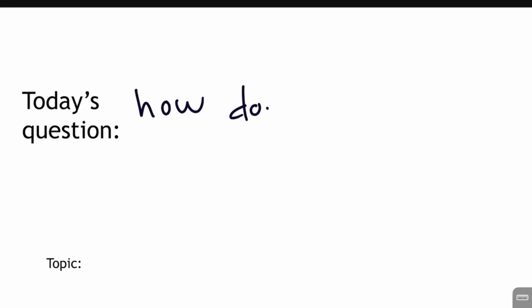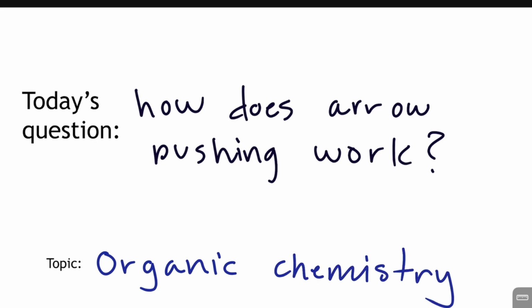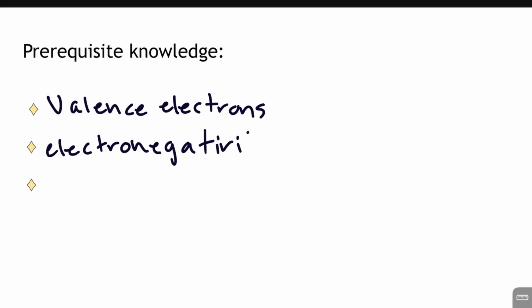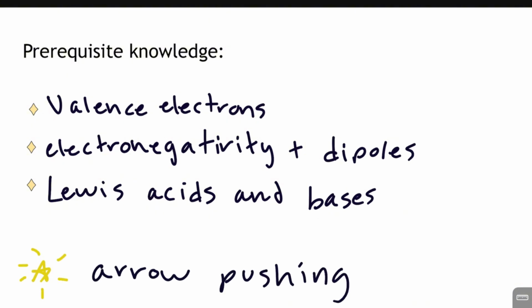Hey there! Today's question is, how does arrow pushing work? This is under the topic of organic chemistry. There's a lot of prerequisite knowledge you'll need to have in order to fully understand this concept, and we're going to go over them, such as valence electrons, electronegativity, and dipoles, as well as something called Lewis acids and bases, which we'll quickly go over. And you need this in order to really understand arrow pushing.